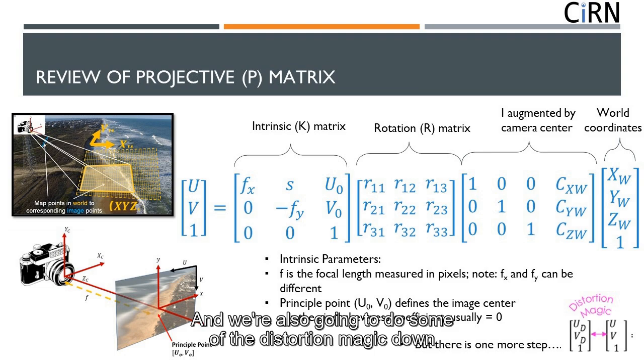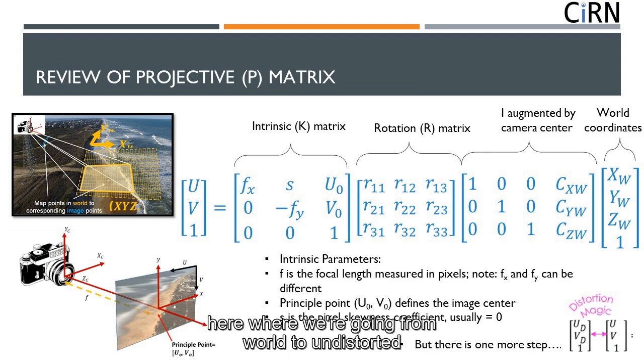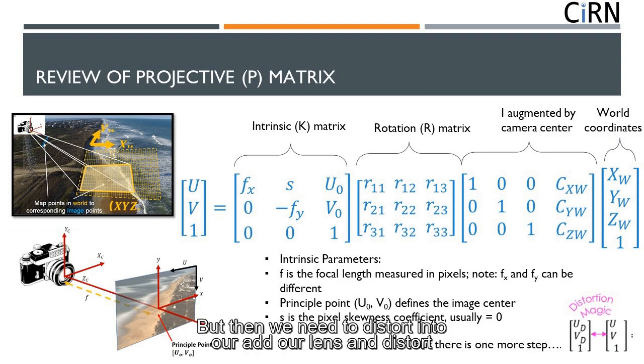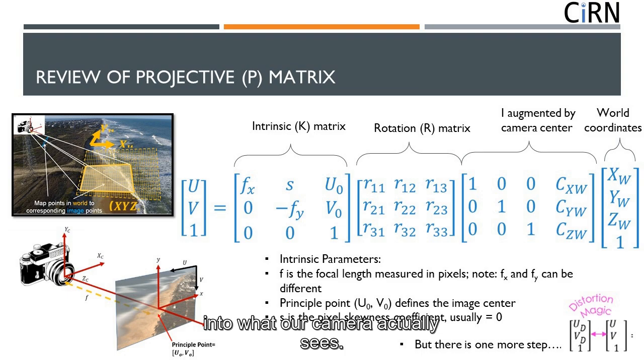And we're also going to do some of the distortion magic down here where we're going from world to undistorted coordinates, but then we need to distort into, add our lens and distort into, what our camera actually sees.